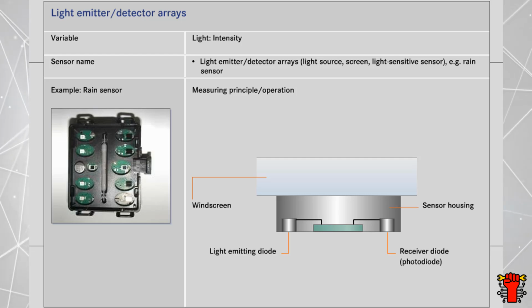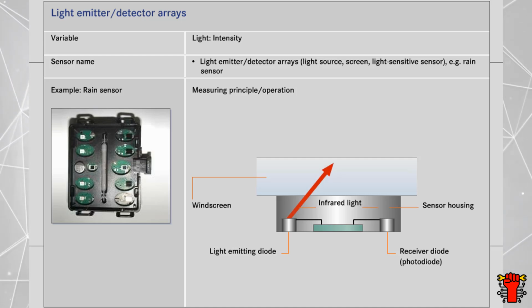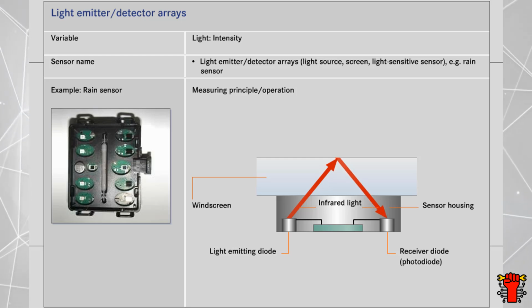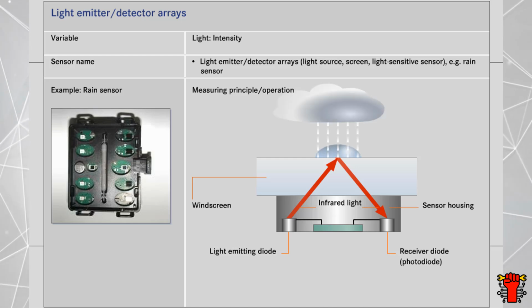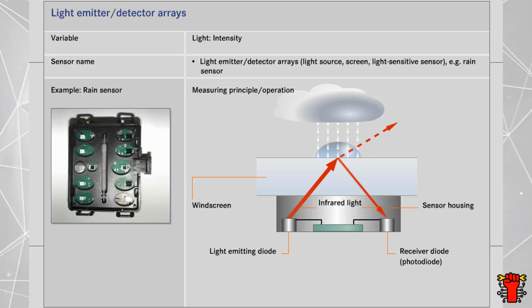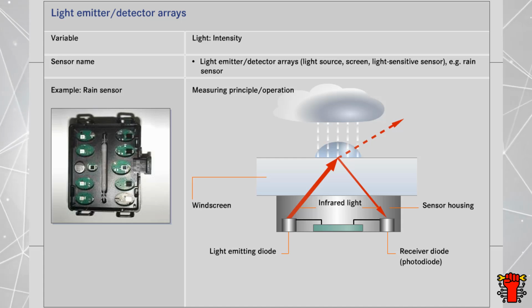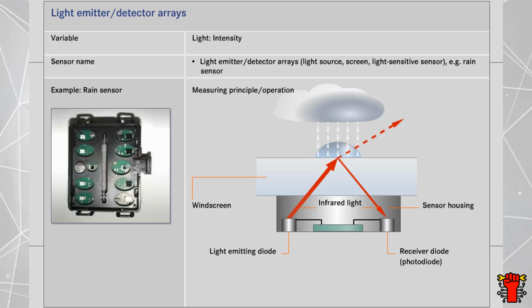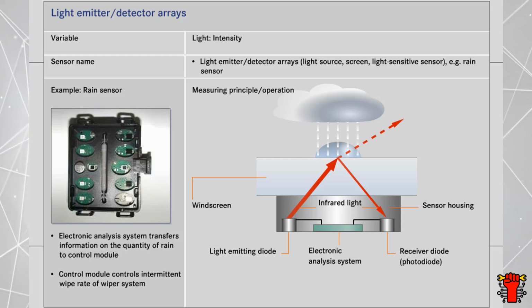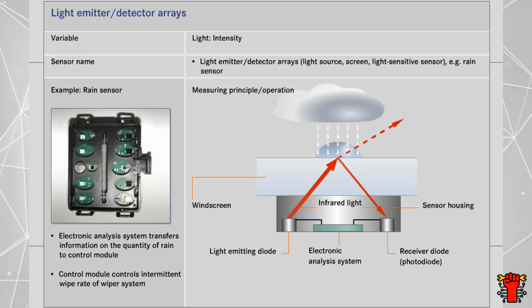Light-emitting diodes emit infrared light which is totally reflected on the outer surface of the windscreen. If the window is dry and clean, the reflected light reaching the corresponding receiver diode has virtually the same intensity. The water on the windscreen eliminates total reflection and allows some of the light to escape. The photodiode therefore only receives a part of the light emitted by the light-emitting diode. An electronic analysis system transfers the measured quantity of rain to the control module. This then controls the intermittent wipe rate of the wiper system.